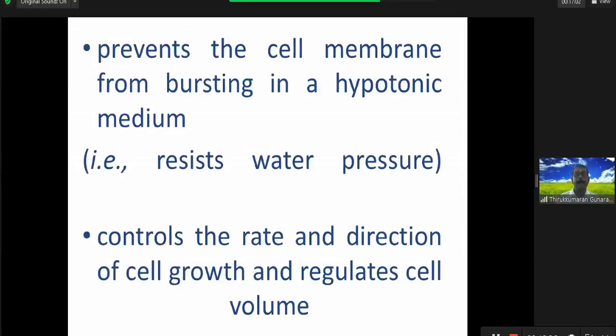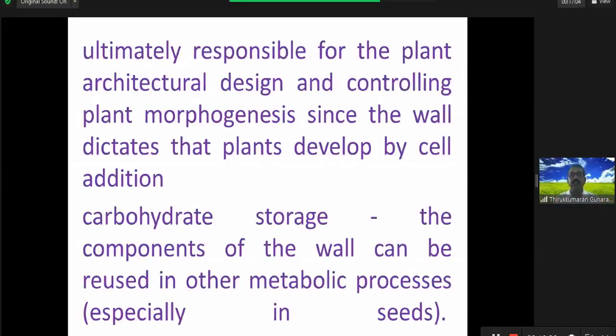Each and every organelle you have to study, including the plant cell wall. It is ultimately responsible for the plant's architectural design: which direction it grows and how it looks. Everything is decided by it, controlling plant morphogenesis, since the cell theory dictates that plants develop by cell addition. If you want to learn more about the functions of the cell wall, you can go and look it up.